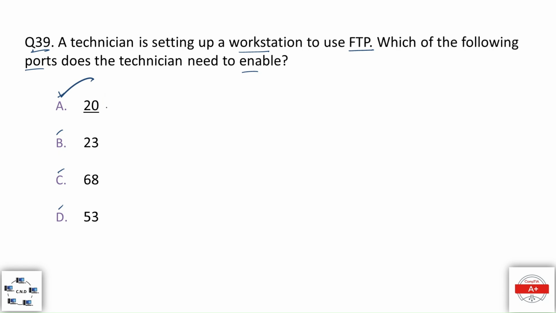Remember, FTP uses port 20. In fact, it uses two ports, port 20 and 21. One port is used for the control channel through which commands are sent, and the other port is used for actual data transfer. The other port, 23, is the Telnet port. 53 is the DNS port, and 68 is, I think, the DHCP port. We will see it in the explanation.